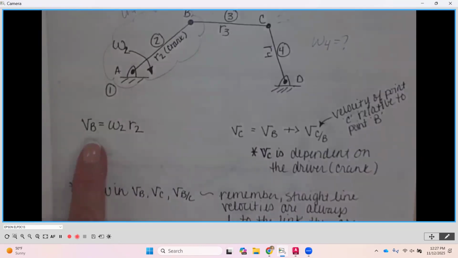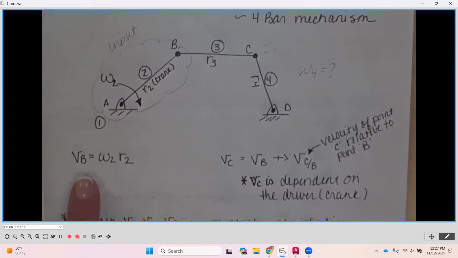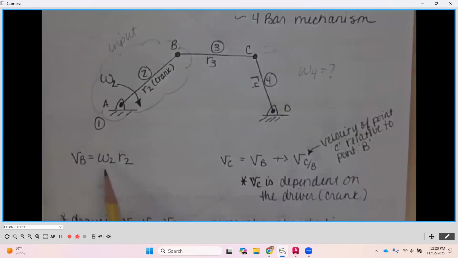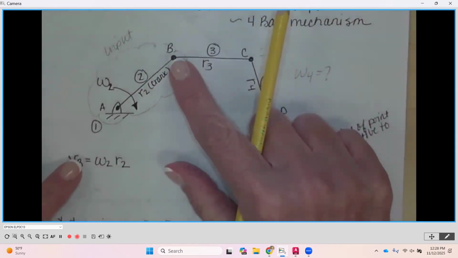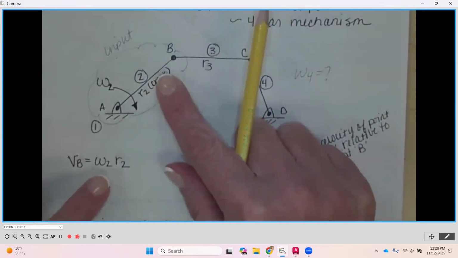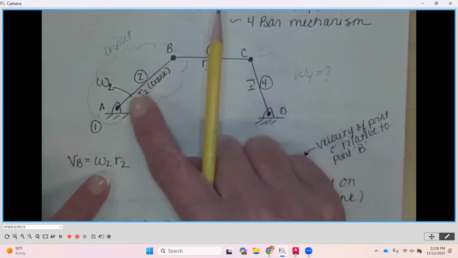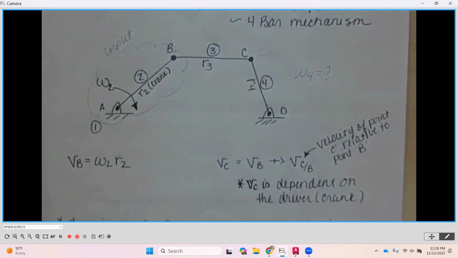Now, the relationship of calculating straight line velocities is still going to hold. So we had learned that the straight line velocity of a point on a link is going to be equal to the angular velocity of the link that it's on times how far it is away from its center of rotation. That's what we see here. So if we look at link number 2 and we want to determine the straight line velocity of B, it's going to be calculated using the angular velocity of link number 2, W2, and how far away from that center of rotation it is.